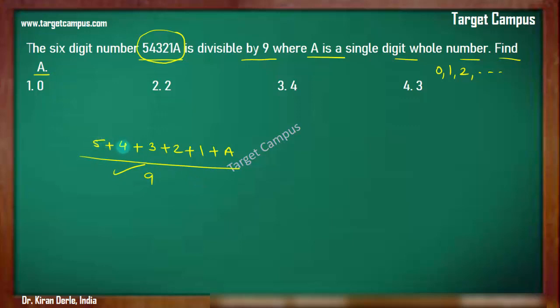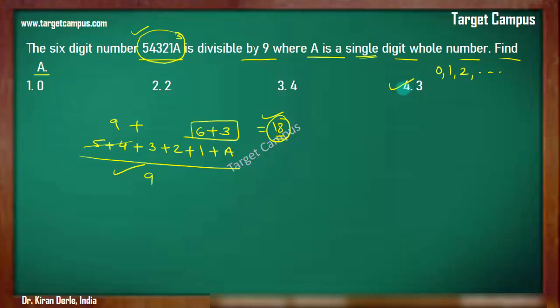So 5 plus 4, 9. So you can just remove that here only. You should not go ahead. But 3 plus 2, 5. 5 plus 1, 6. Now if this is 6, a is a single digit number, so the only value a can take is 3. Right? So this 9 plus this 9, the sum of digits will be 18, and 18 is divisible by 9. So this number will be divisible by 9 if a takes the value of 3.